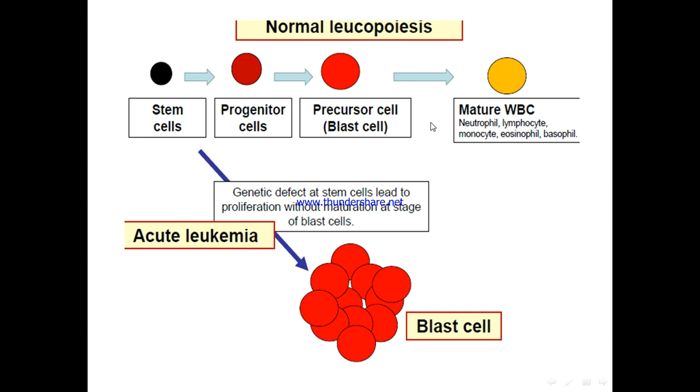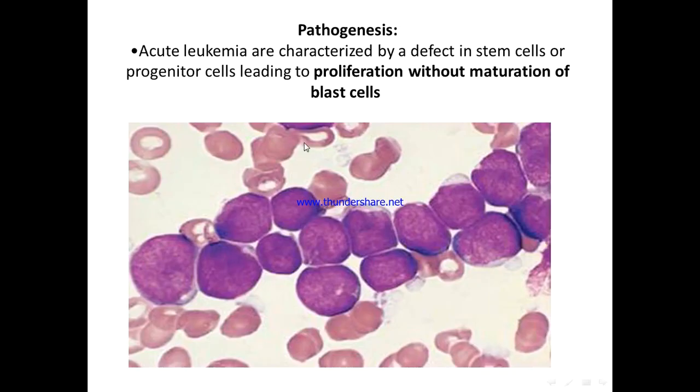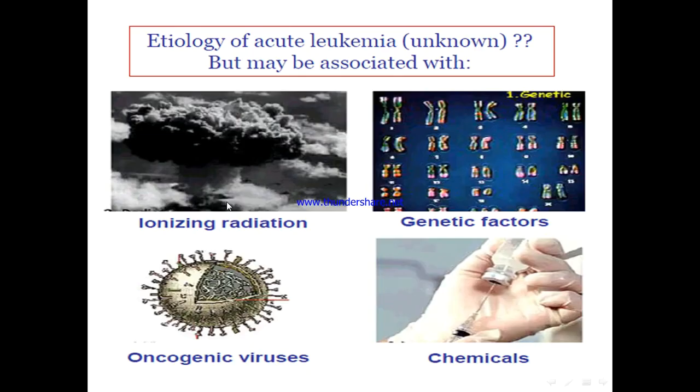This is a picture of acute leukemia characterized by a defect in the stem cells or progenitor cells with the release of immature cells into the peripheral blood. These are immature blast cells, immature cells liberated from the bone marrow into the peripheral blood. Also, the bone marrow contains such abnormal malignant cells.